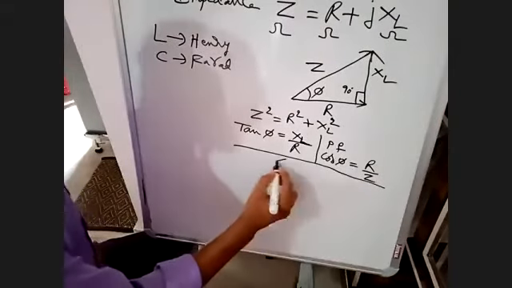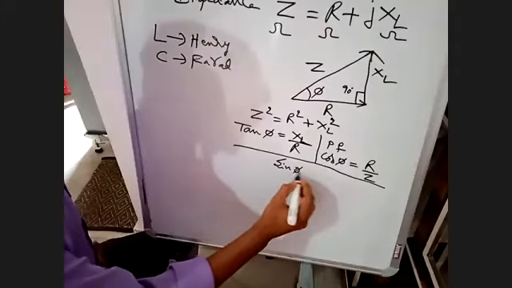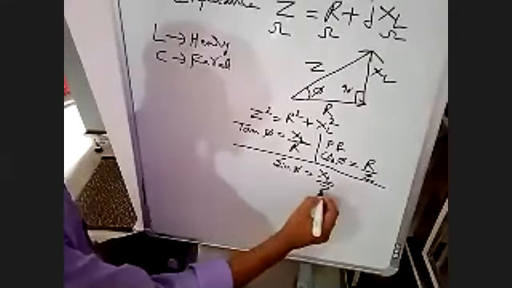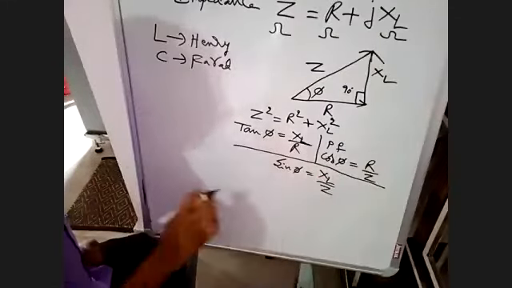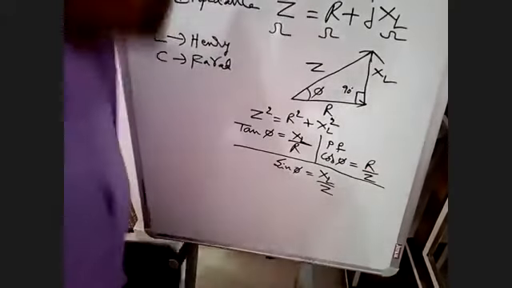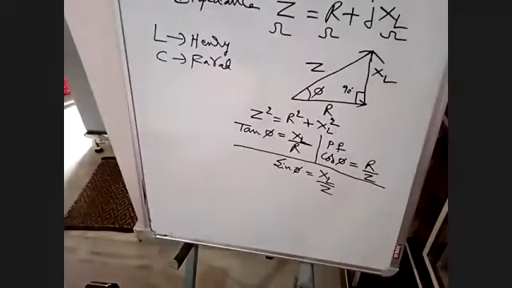Next is sin phi, which is XL by Z. If you want R, we take cos phi. If you want XL, we take sin phi. These formulas you remember.